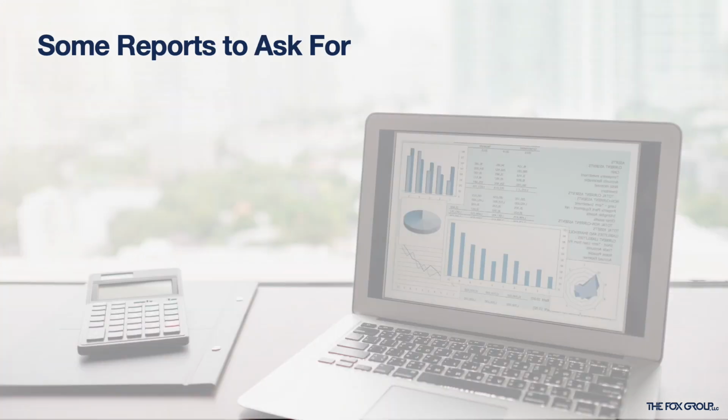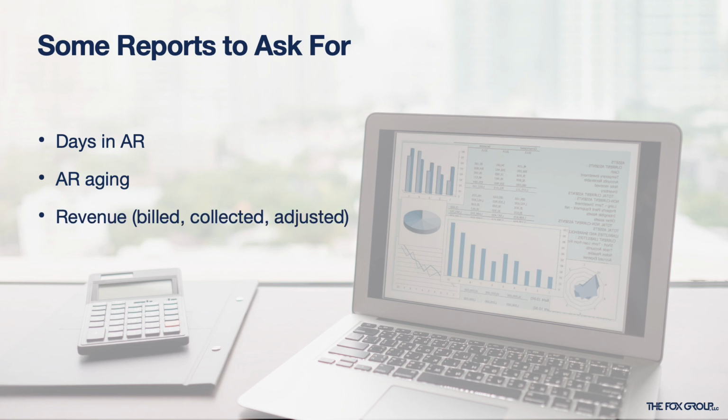Then there's a few reports you should be asking for and receiving each month. We spoke earlier about the Days in AR report. A couple others include an AR aging report that shows the amounts of your AR by aging bucket. The vast majority of your unpaid accounts should be less than 60 days old. And a revenue report that tracks the amount you've billed and collected each month, and the amounts being adjusted off as well.